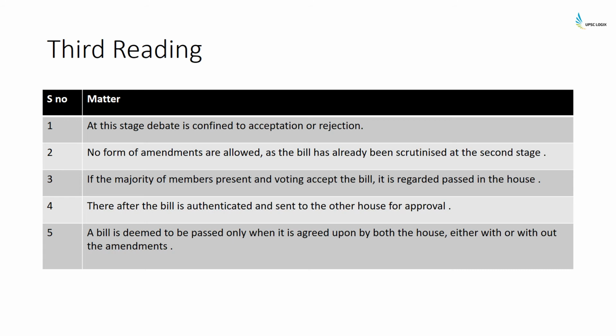And if the majority of members who are present and voting pass the bill, it is considered to be passed in the House. Once the bill is passed in the house in which it was introduced, it is sent to the second house for approval. And once it is passed by both the houses, with or without amendments, it goes to the president for final approval.